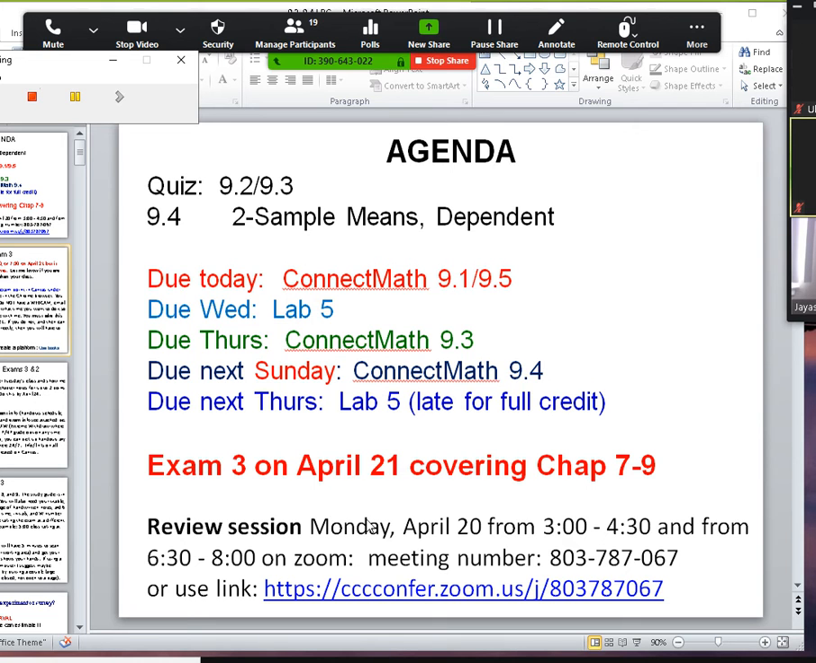The review session is going to be next Monday from 3 to 4:30 and from 6:30 to 8 in Zoom. Here's the meeting number and the link. It's the same as my office hours, so it's basically that same thing.